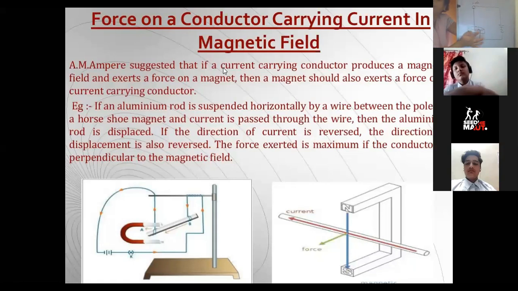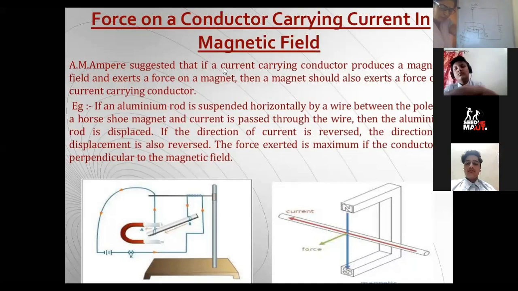Then there is one more end which is connected to the negative terminal of the battery, and this end is connected to the positive terminal of the battery so that the circuit will complete and the current will flow through it. Now, we have to place a U-shaped magnet here. This is the North Pole and this is the South Pole, right?